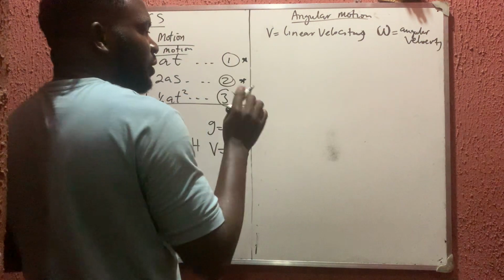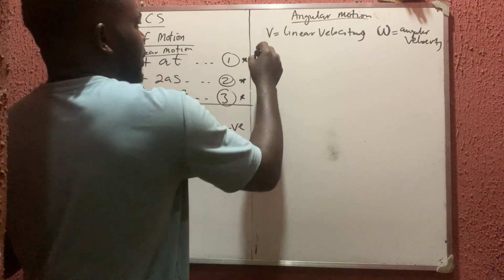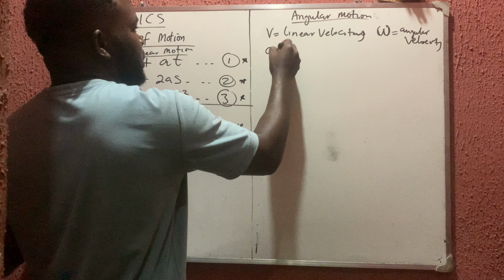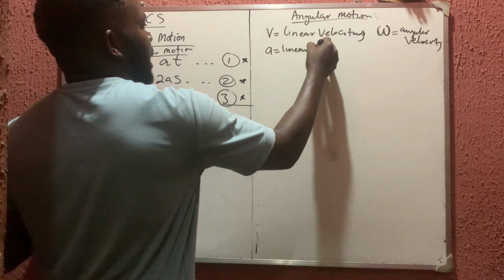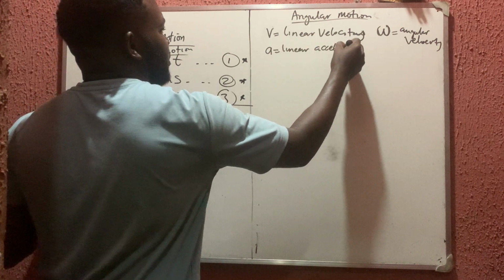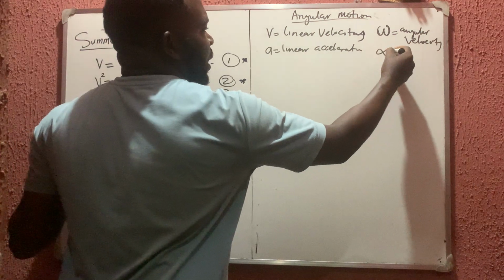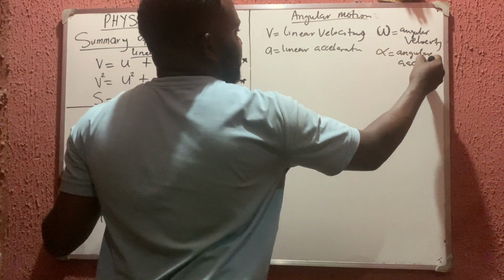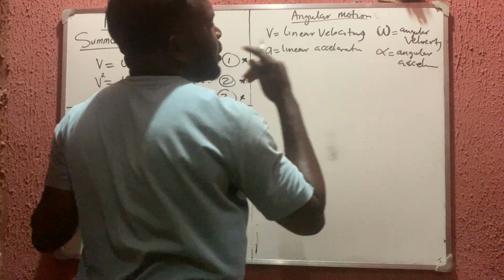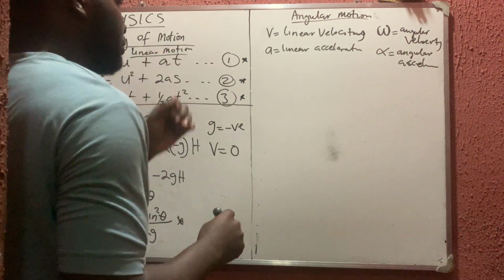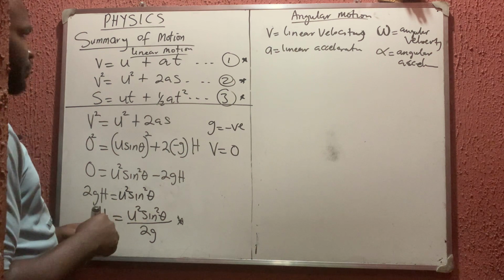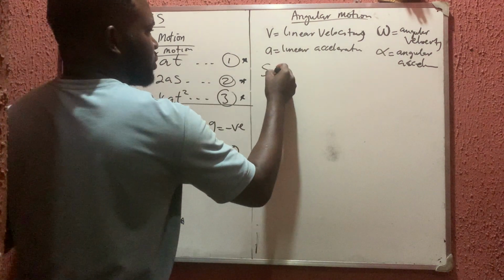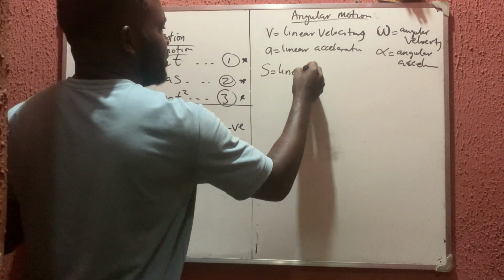Now another one you need to know is that your a is linear acceleration, while your alpha is the angular one, angular acceleration. What else do you need to know? Then your s is linear displacement.